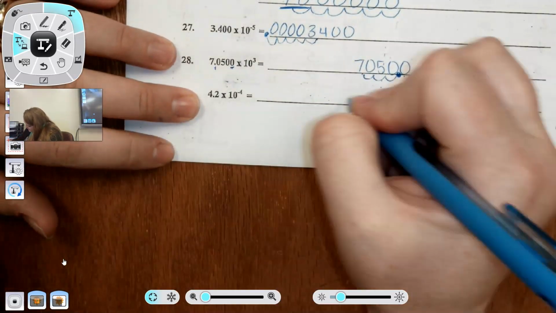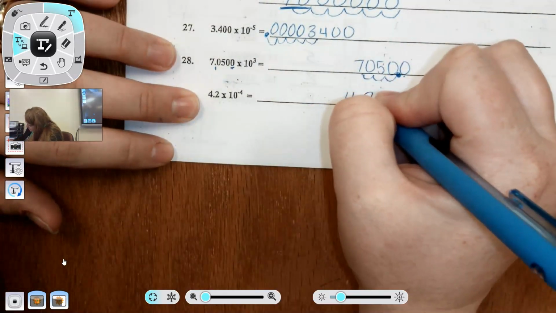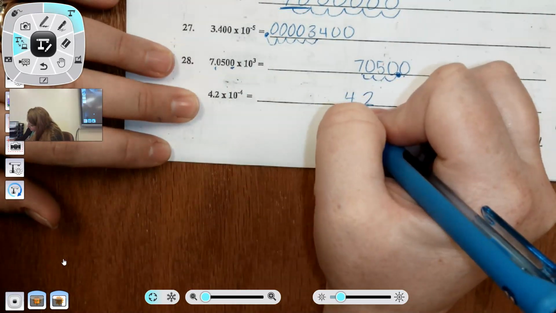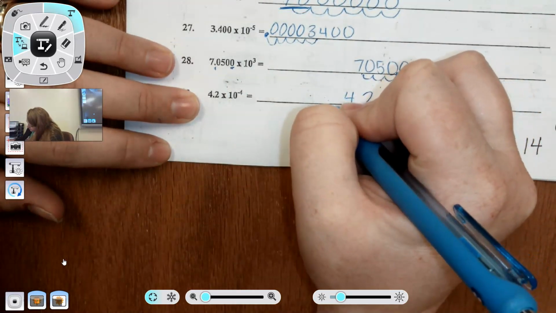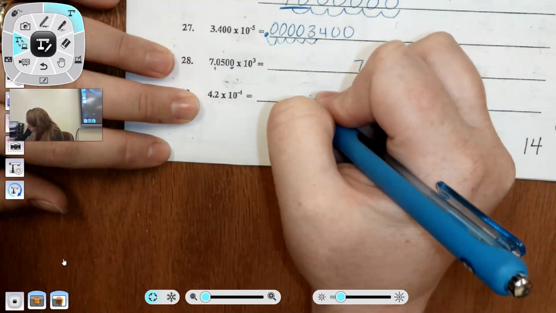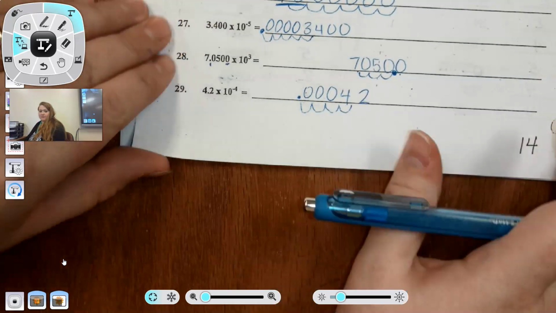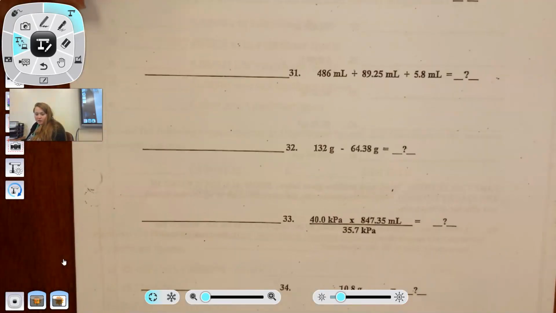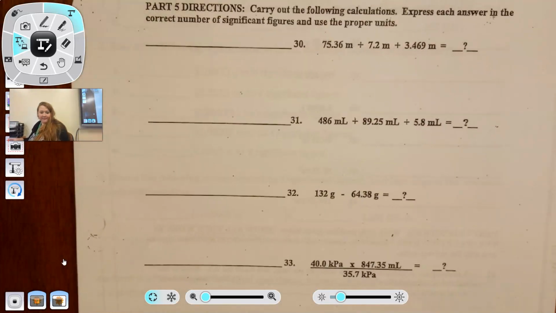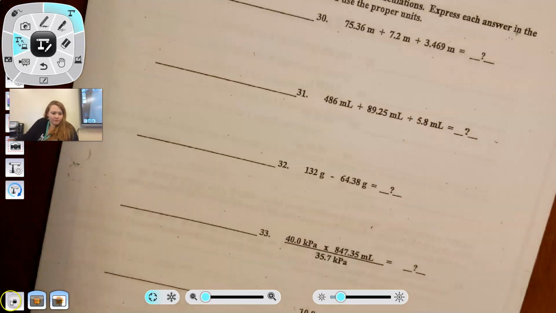All right, last bit. So we're going to write our digits. My decimal starts here, and we're going to go back 4. 1, 2, 3, 4. And we put those zeros in as placeholders. Okay, so we're moving right along.